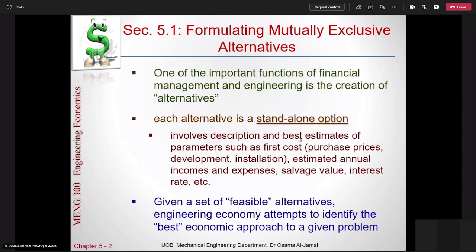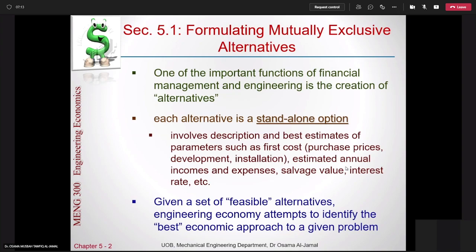So it involves description and best estimates of the parameters, such as the first cost. That estimate will be given to you. You're not going to look for it, but in reality, you need to look for how much is that first cost, what other things need to be paid with it. For example, shipping, insurance, taxes, and so forth. All that will be inclusive in that.